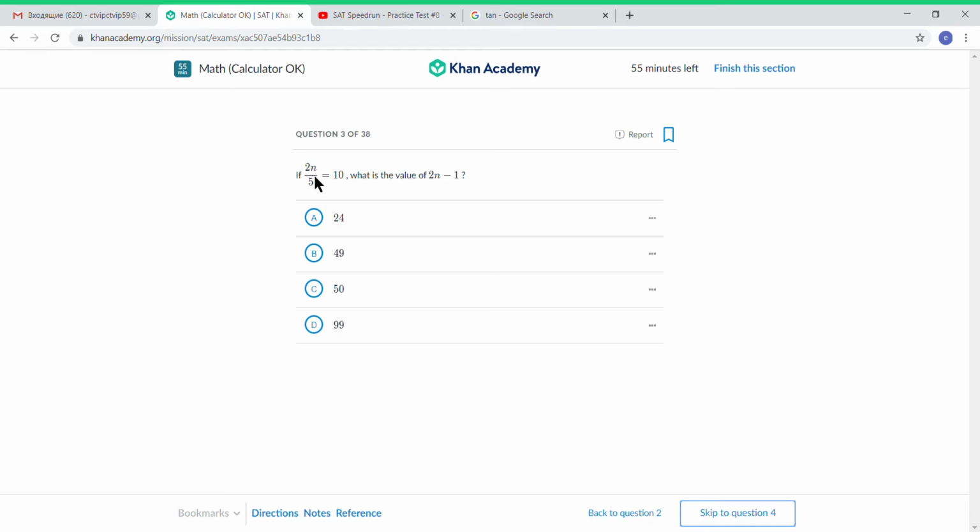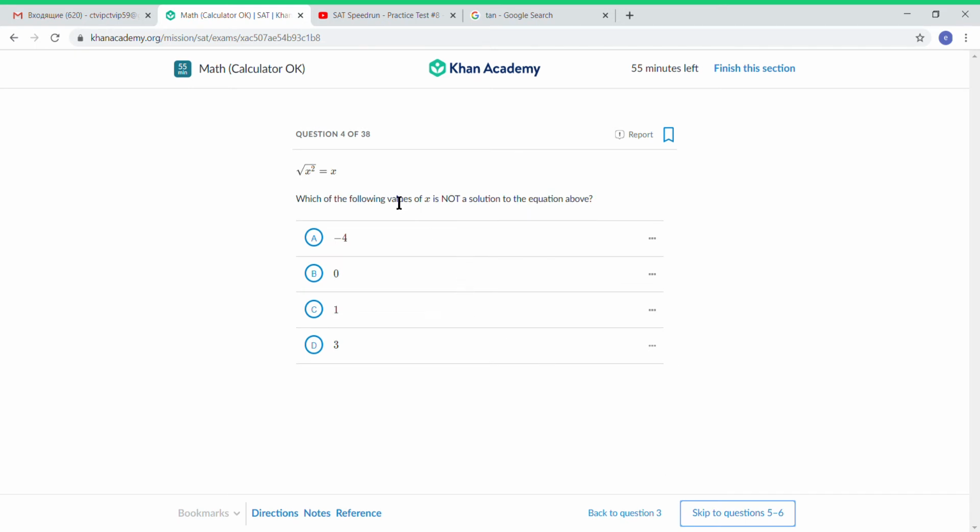2n minus 1. Oh, I really wanted to do that, but sure, fine. Okay, so 2n, 50, so that's gonna be 50 minus 1. 50 minus 1 is 49. It's not a solution. Obviously, negative 4, because square root cannot be negative.